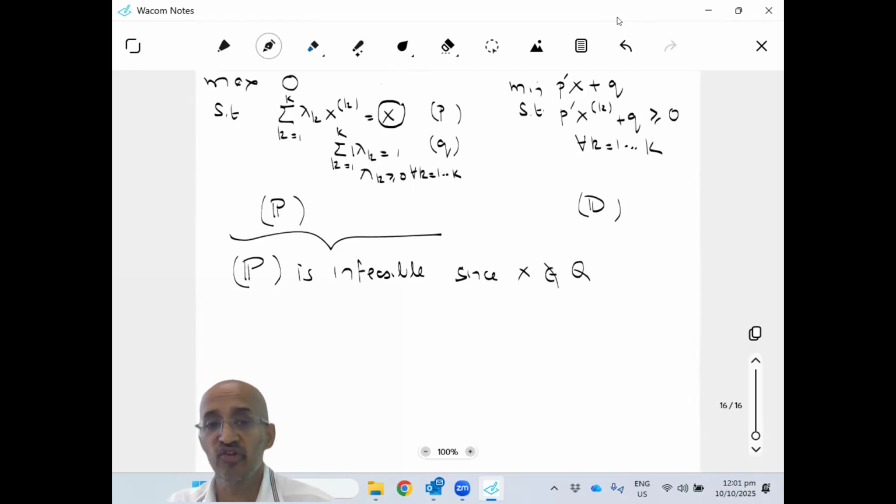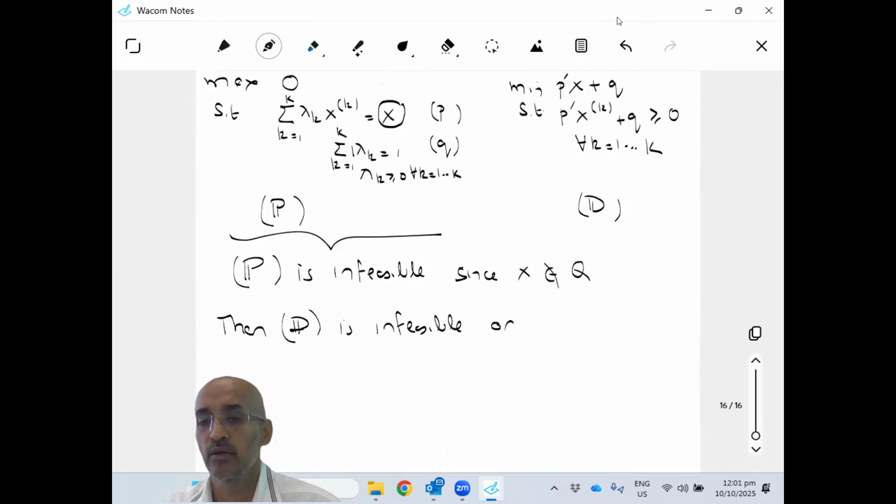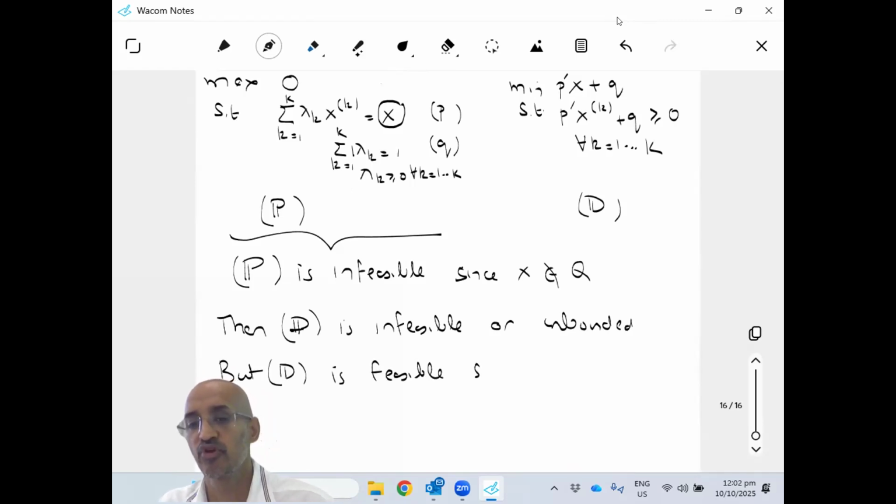Okay. If the primal is infeasible, then the dual is either infeasible or unbounded. Similar to what we did for Farkas lemma, it's either infeasible or unbounded, but it cannot be infeasible. Why? Because I can put P and Q equal to 0. The dual is feasible since P equal to the 0 vector and Q equal to 0 will always satisfy this condition. So therefore, the dual is unbounded.